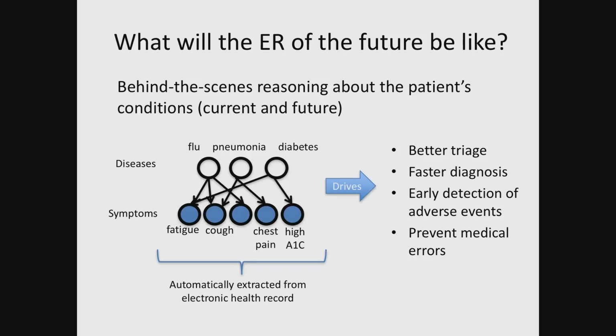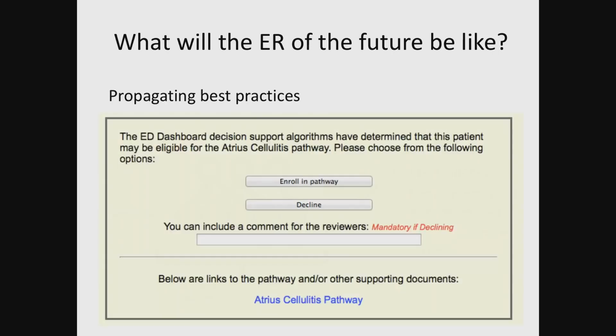Now, you could also use this understanding of what's going on with the patient to change the way that clinicians interact with patient data. So for example, one can try to propagate best practices by surfacing clinical decision support, automatically triggering this clinical decision support for patients that you think it might be relevant for. And here's one example where it says, the ED dashboard, the emergency department dashboard, decision support algorithms have determined this patient may be eligible for the cellulitis pathway. Cellulitis is often caused by infections. Please choose from one of the options. Enroll in the pathway, decline, and if you decline, you must include a comment for the reviewers.